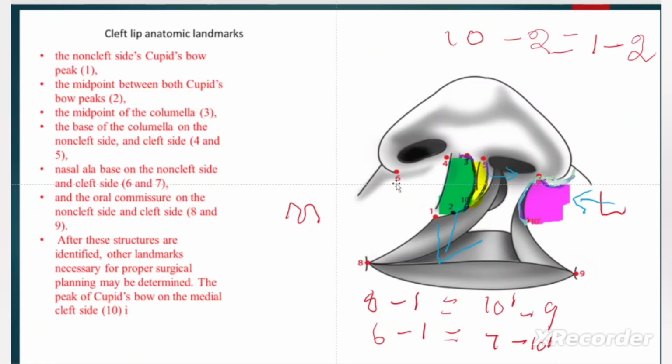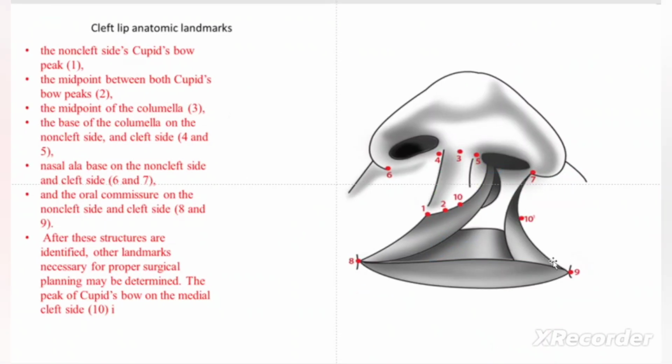Same like 6. Number 6 is the alar base on the normal side, and Cupid's bow peak is 1 on the normal side. So the distance between 6 and 1 is equal to 7 to 10 dash. Like that we have to mark the 10 dash. Another point is, after marking this, we see here the vermilion and mucosa of the cleft side lip will merge at one point. That point also indicates the 10 dash. So following these 3 points we will mark the 10 dash.